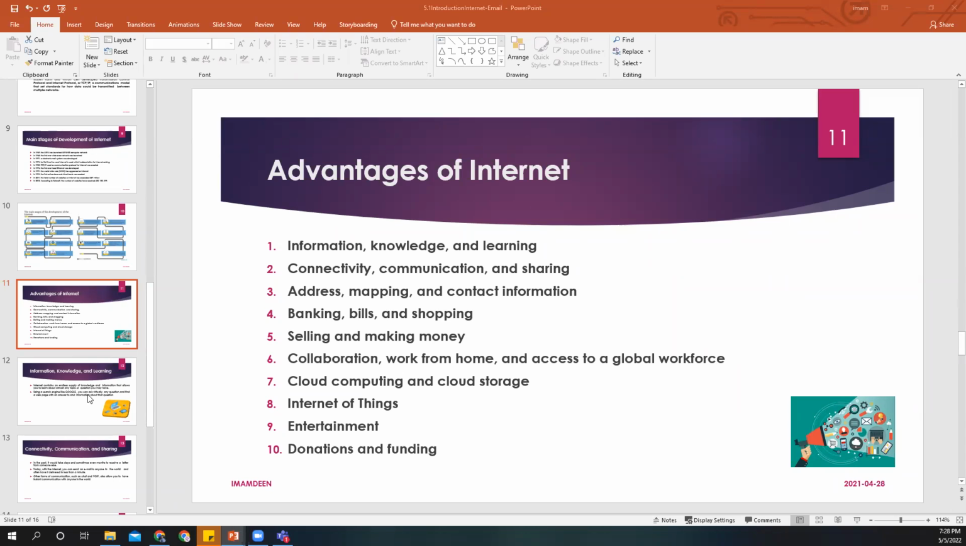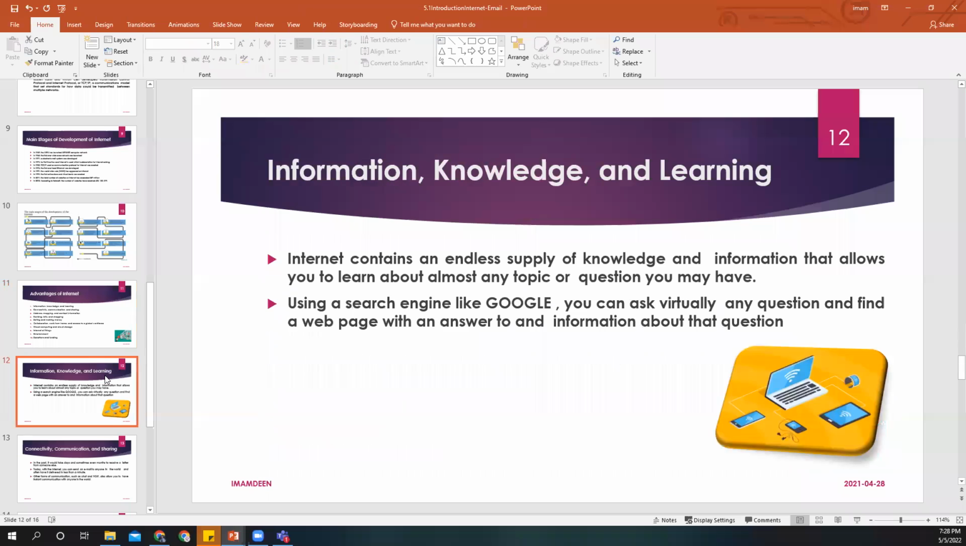Okay, so next, one by one: information, knowledge and learning, right? The internet contains an endless supply of knowledge and information that allows you to learn about almost any topic or questions you may have.